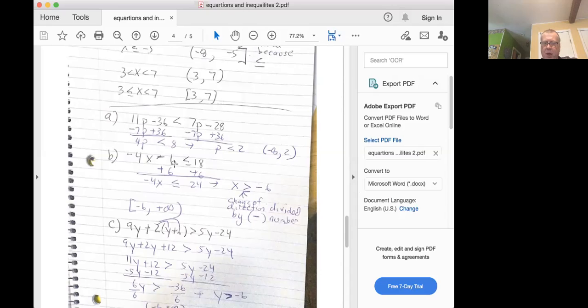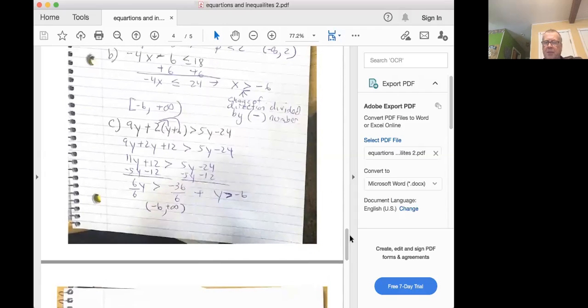This one, minus 4x minus 6 is less than or equal to 18. Add 6, since x is already on one side. Now in this case, we're going to divide by minus 4. Since we're dividing by minus 4, we have to change the direction of the inequality. When we change the direction of the inequality, it goes from less than or equal to greater than or equal to minus 6. So that means x is greater than or equal to minus 6. In interval notation, we close at minus 6, open at infinity.